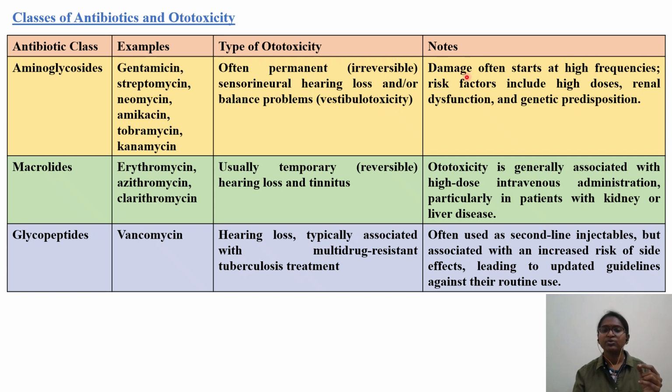And important notes with respect to aminoglycosides are that the damage often starts at high frequencies. Risk factors include high doses, renal dysfunction, and genetic predisposition. That is the reason our question had both ototoxicity and nephrotoxicity.